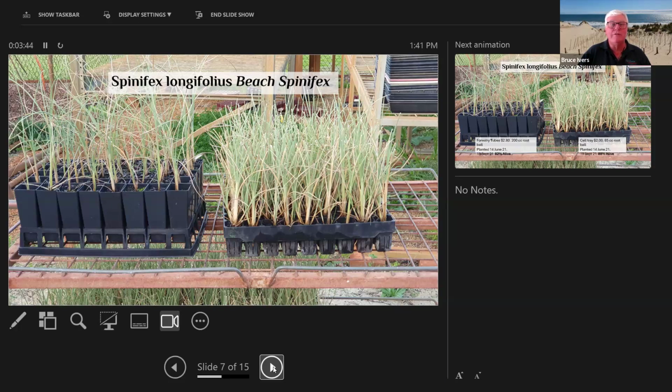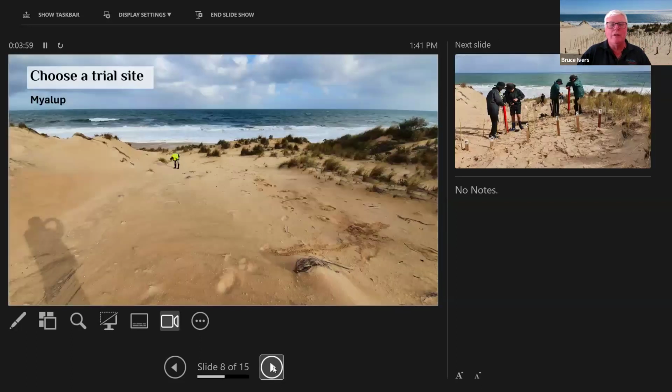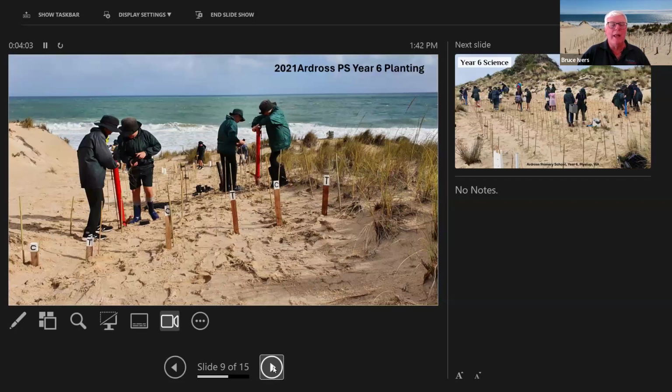So which is going to survive the best in that very harsh environment? And that's just a little note to say, the different types of seedlings. See, the ones on the left were considerably more expensive than the ones on the right. So this is the site we chose, and here's the kids planting.